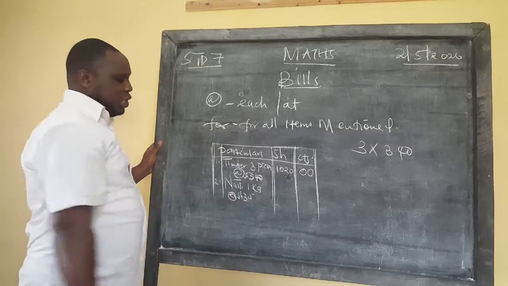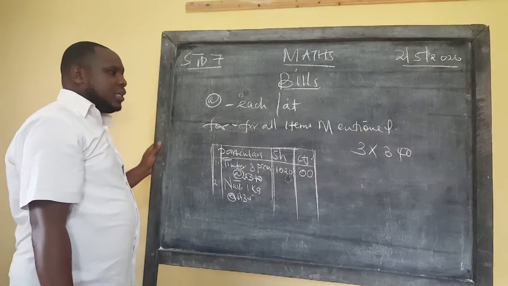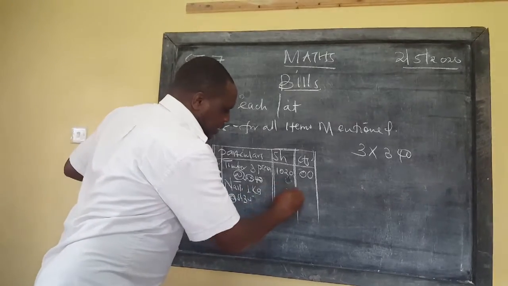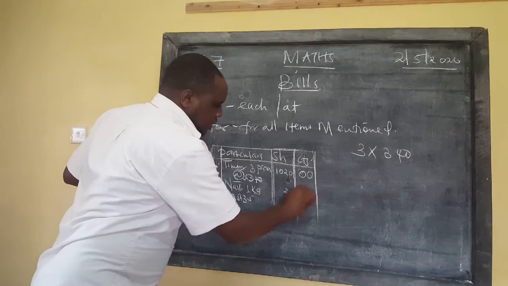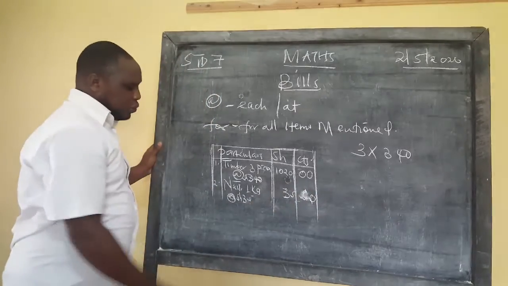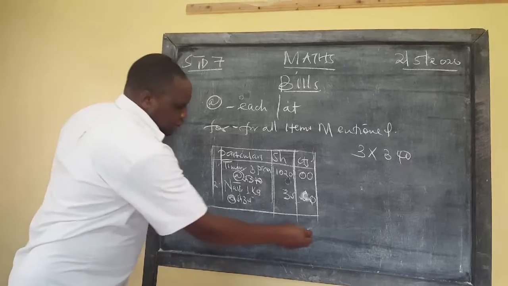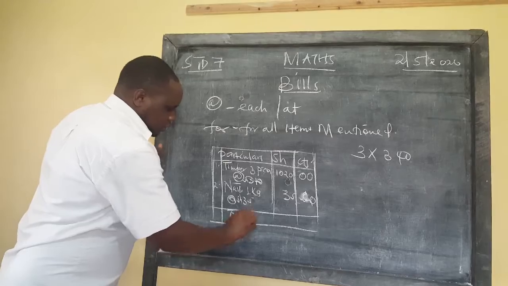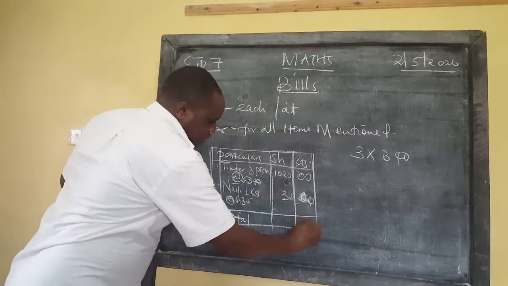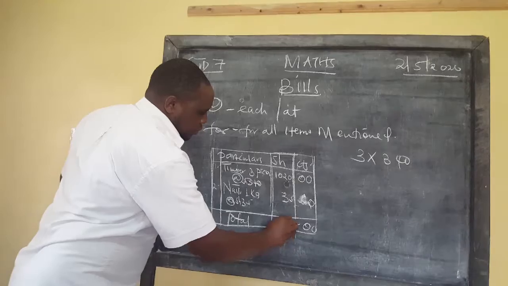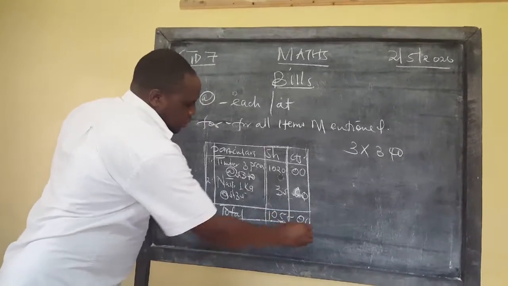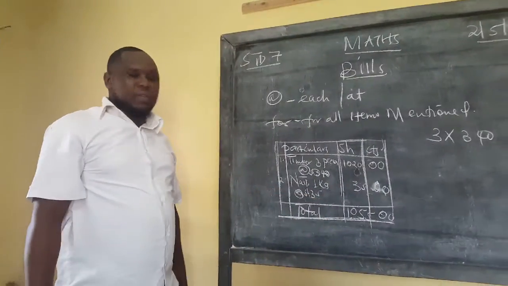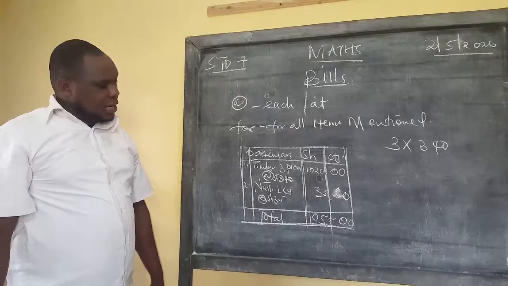Then nails, 1 kg at 35, or each 35. So it's only 1 kg, so you just place your 35 here. 35 shillings, like that. For you to get the total, the totals will be there. Here 00, and this is 55. So the total expenditure, or whatever money you use, is 1,055 shillings. So this is a kind of bill I've just prepared.